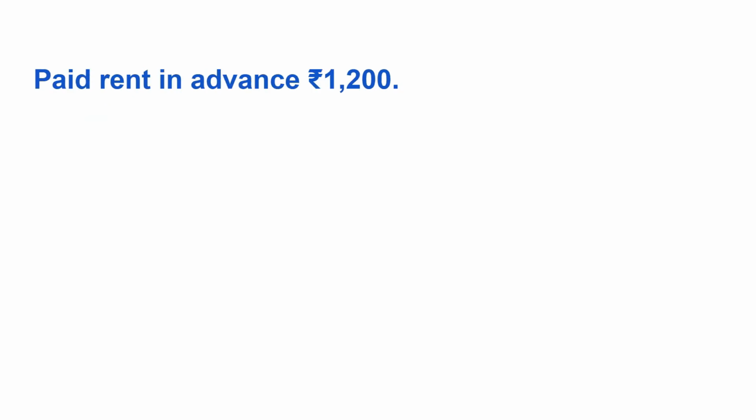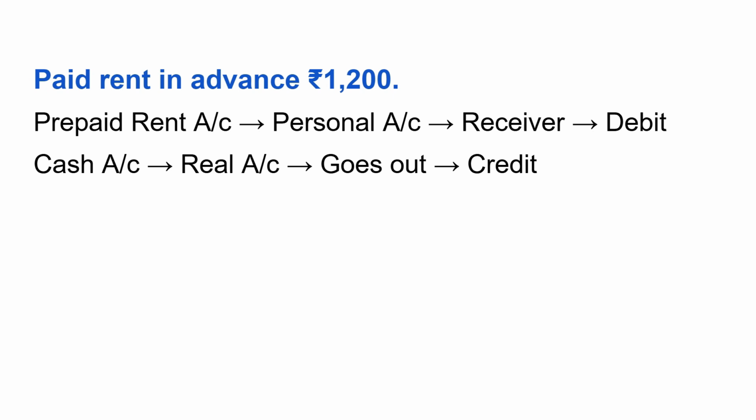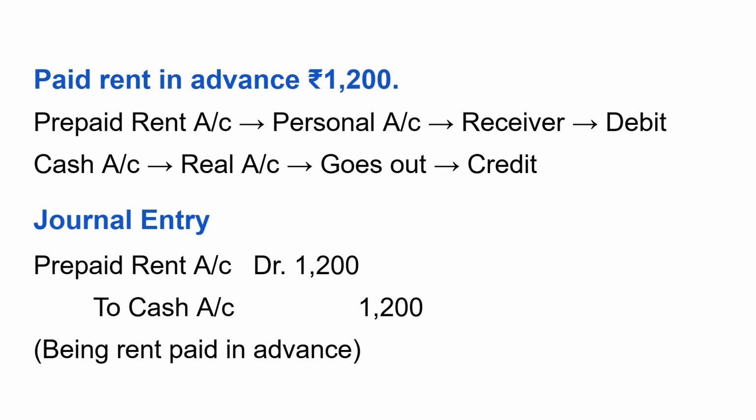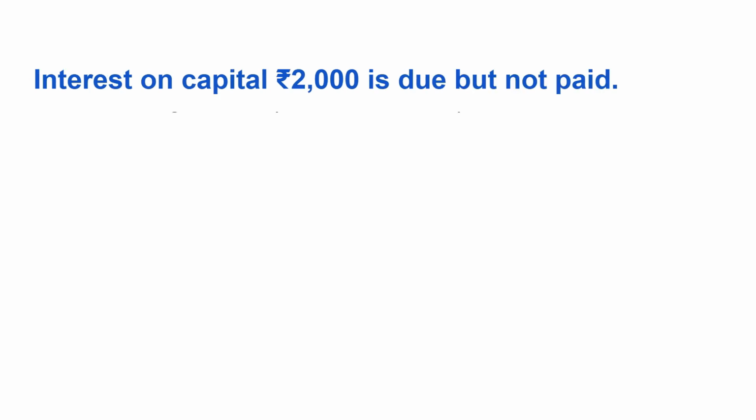Next, paid rent in advance 1200. Here the two accounts affected are prepaid rent account and cash account. Prepaid rent account is a personal account and it is the receiver, so it is debited. And cash account is a real account and cash goes out of the business, so it is credited. Rent paid in advance is not an expense yet. It is a benefit receivable in future, so treated as an asset. So the journal entry is prepaid rent account debit 1200 to cash account 1200, and the narration is being rent paid in advance.